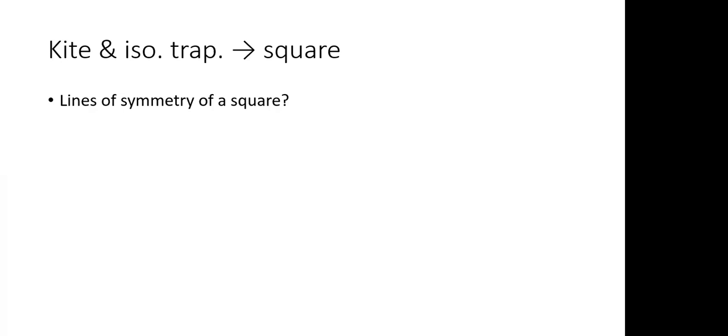How many lines of symmetry are there of a square? 8. Are you sure? Sorry, 4. Okay, that makes sense. Now, some of them came from the kite. And which ones are those? Through the vertices, right? So essentially, they have a name. What else can we call them? Diagonals, right?